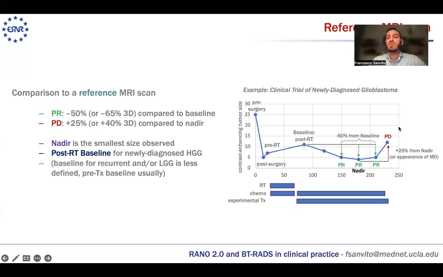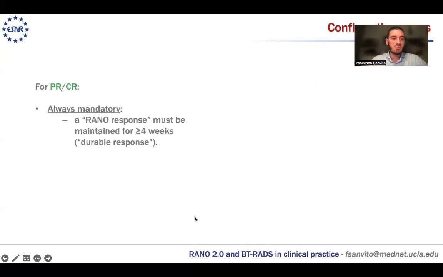Again, very important. You're not just comparing to the previous, you're not just comparing to baseline. Here, there is a small growth compared to baseline, but it's a significant growth compared to nadir. It means that the tumor has started to grow again, and this is why we call this a progression. So we said the nadir is the smallest size observed on study, and the post-radiation baseline is used for gliomas that received radiation. This is a RANO 2.0 novelty that comes from modified RANO, where we disregard whatever happens before the post-radiation time point. We just start tracking and consider things after the radiation, for tumors that do receive radiation, of course.